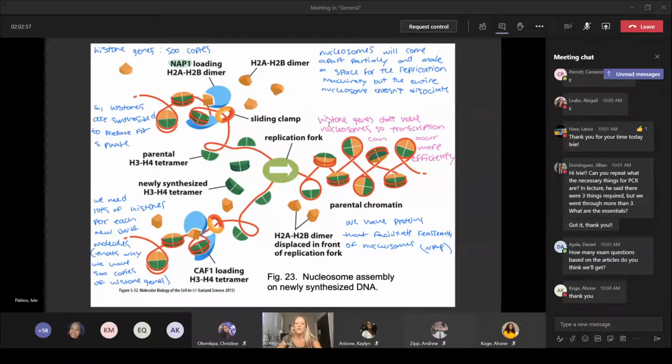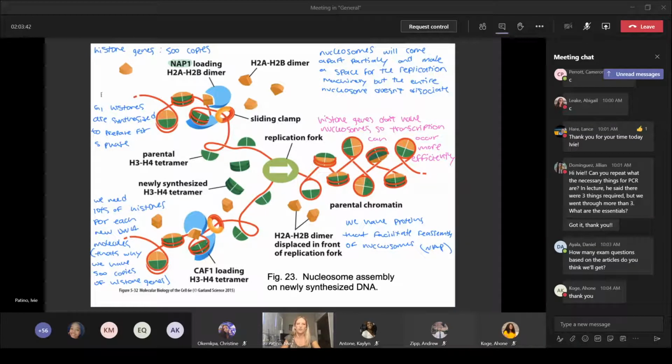And when we're replicating our new DNA, we're going to need to make a lot of histones. So the histone genes don't have nucleosomes themselves, so that we can transcribe those genes way more efficiently. We don't have to partially break down that nucleosome to allow for access. They're just accessible. And we have like 500 copies of those histone genes so that we can make all the histones that we need, because we have histones every 150 base pairs, and our genome is like 3 billion base pairs. So if you can do the math, that's a lot of histones that we need.